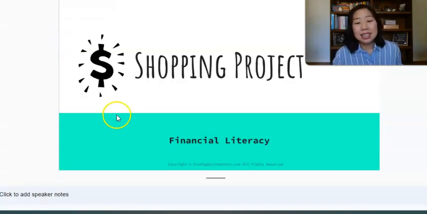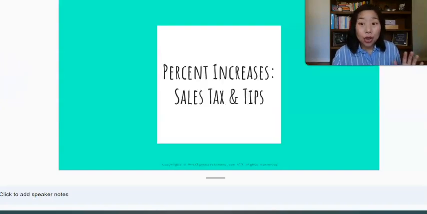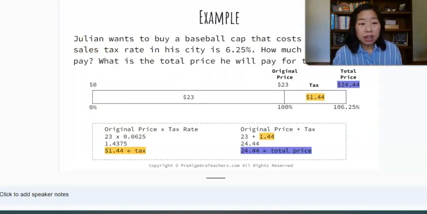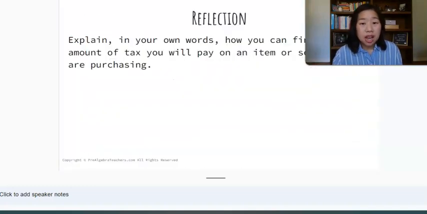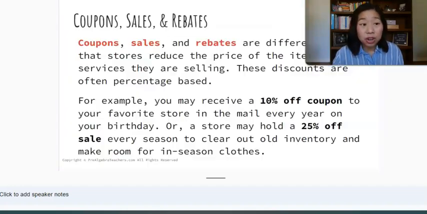Okay. Next is this shopping project. Students will learn about sales tax, tip, discounts, all real life skills. How do we calculate sales tax and tip? So we go through that. There are lots of examples. How do we calculate discounts, right? Don't we all love a discount? We talk about all the different types of discounts.